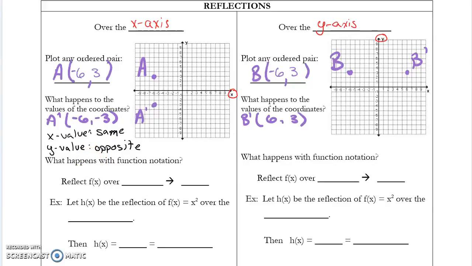And then it's kind of the exact opposite with the y-axis. We see that the x value is now the opposite, and the y value stayed the same.